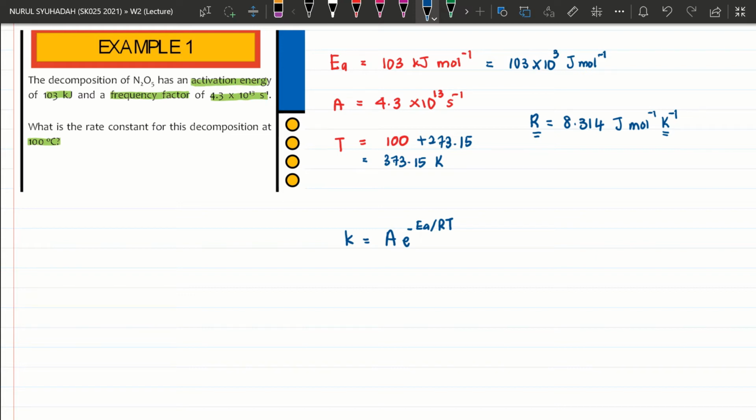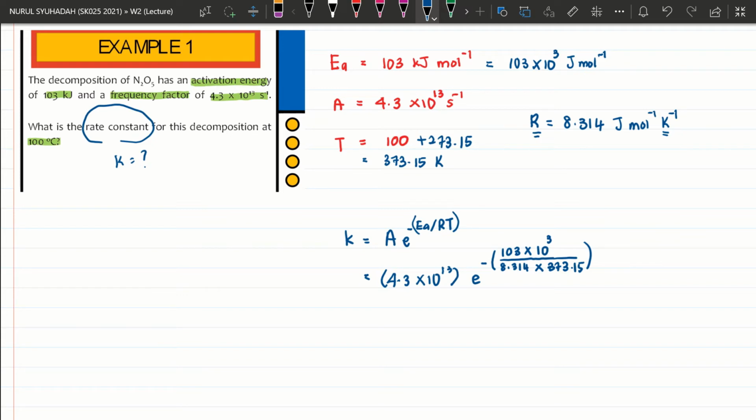We want to find the rate constant K. So now substitute. We already have the value of A, which is 4.3 times 10 to the power of 13. And then the exponent. You need to put the negative sign and then put the bracket here, meaning the negative sign is for everything. So our activation energy 103 times 10 to the power of 3 over our R, 8.314, times our temperature 373.15. So just substitute correctly like this.